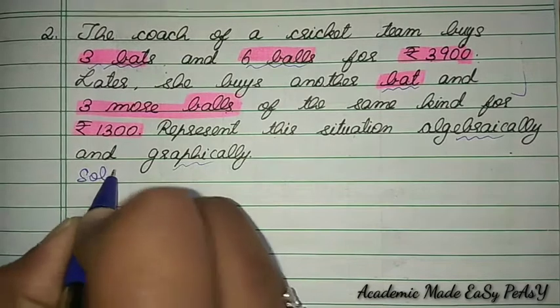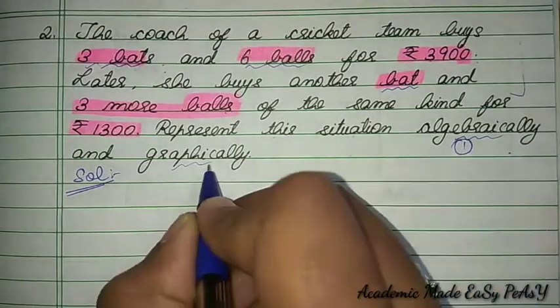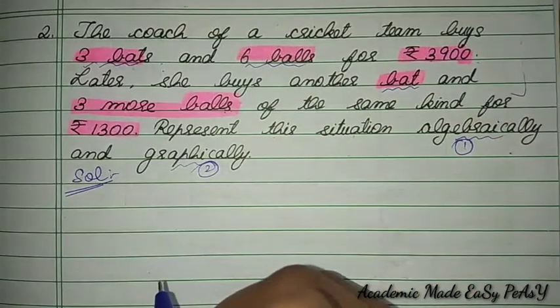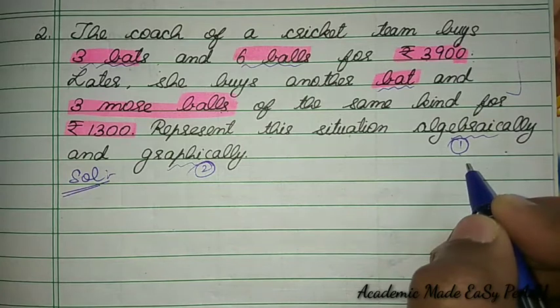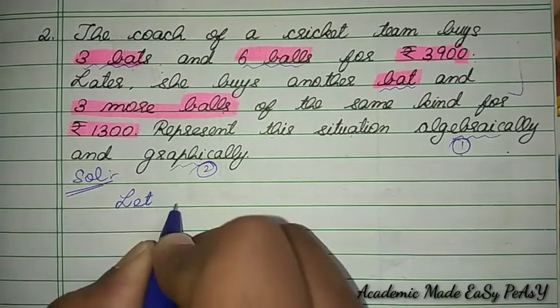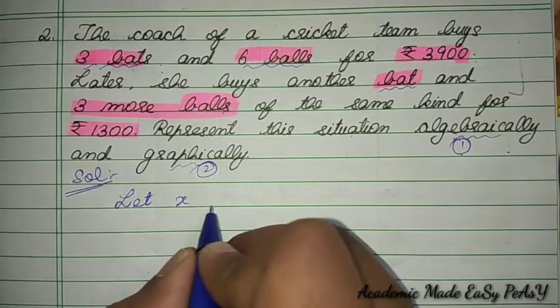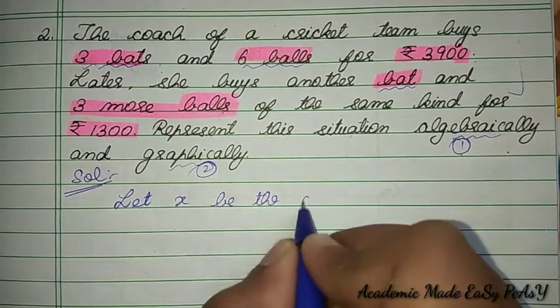Now, first we will do the algebraic method, and only then the graphical method. In order to find the algebraic representation, we have to have some variables to represent it, isn't it? So let x be the cost of a bat.